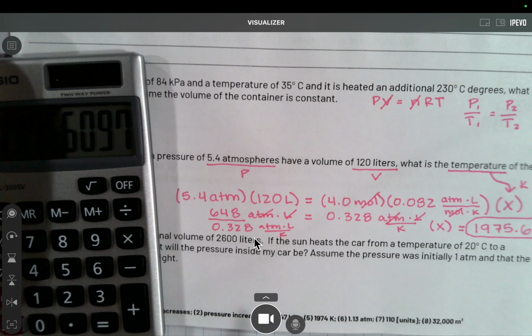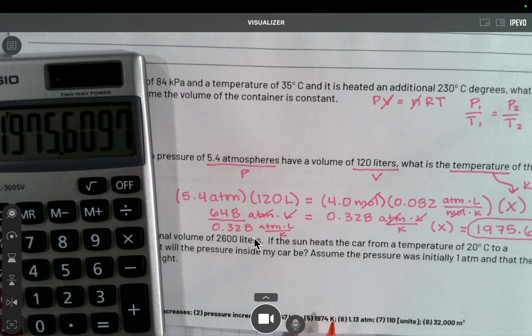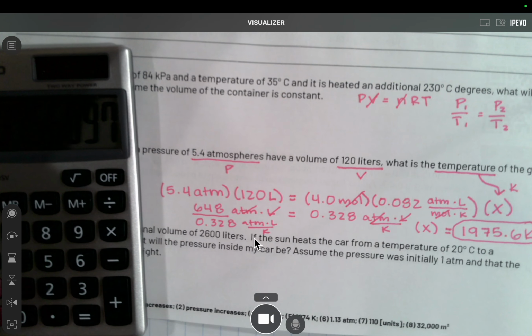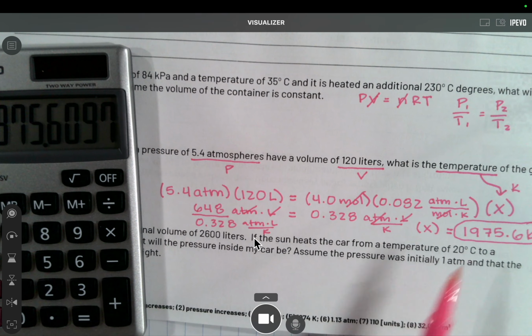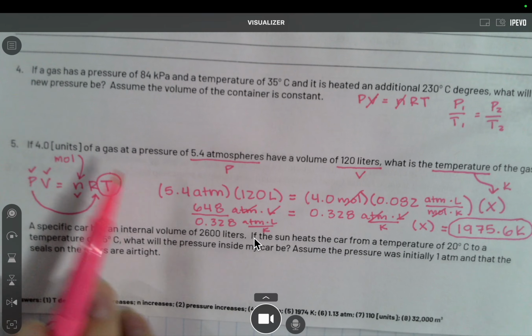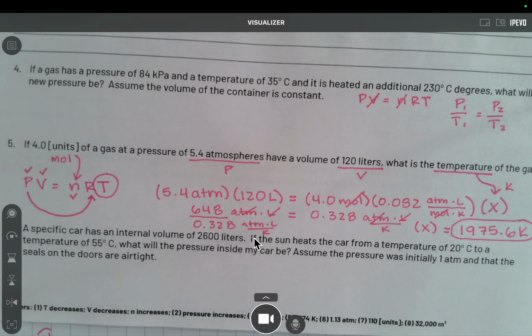1,975.6 degrees Kelvin. And you see at the bottom, it says 1,974. Did we make a mistake? Probably not. It was probably a rounding thing. I wouldn't worry too much about it. If your answer is very close, you're not going to lose points on this. So that is how we use the ideal gas law to solve a problem like this.